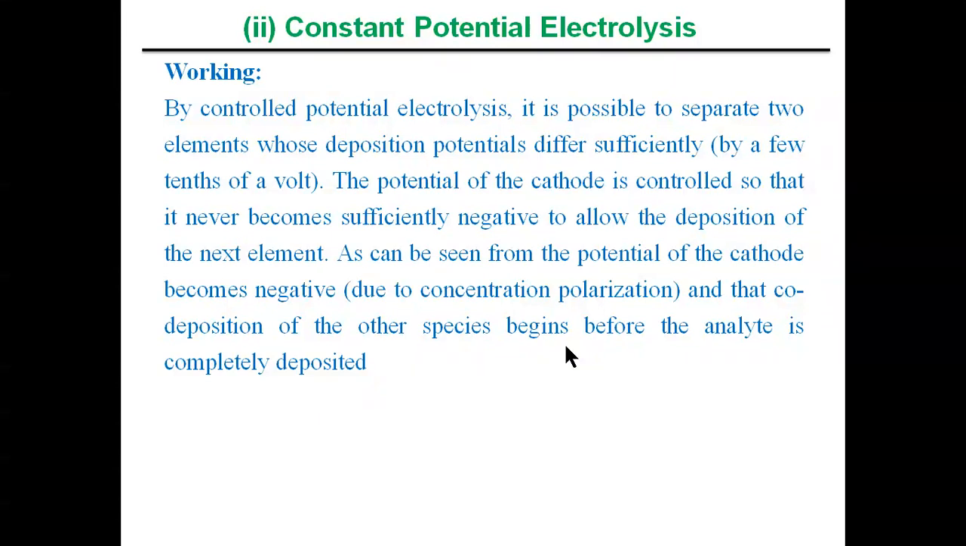So we have discussed two types of electrolysis setup: one is constant potential electrolysis, and the second is constant current electrolysis. In regular lab activities, we use the constant current electrolysis setup. We have a specific example that we will see in the next video.